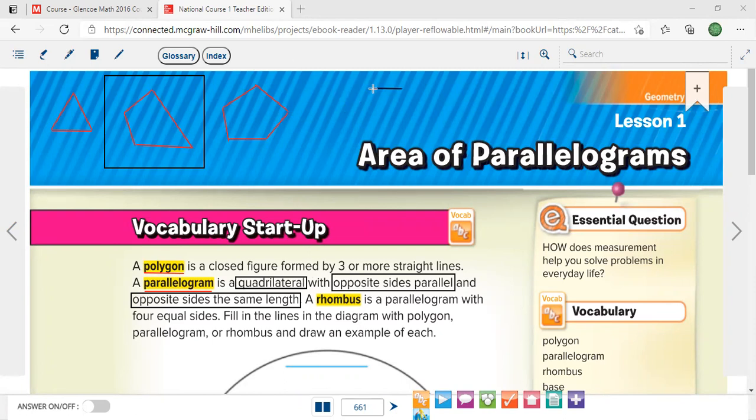Opposite sides parallel. Parallel means they go together like this. They never intersect. If you extend this one or this one, they will never intersect. And they have the same length, such that you will find every two opposite sides are equal and every two opposite sides are parallel. This one is equal to this one and this one is equal to this one. And parallel means if you extend them, they will never intersect.